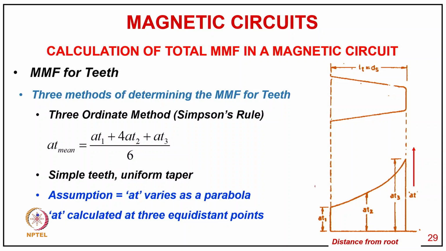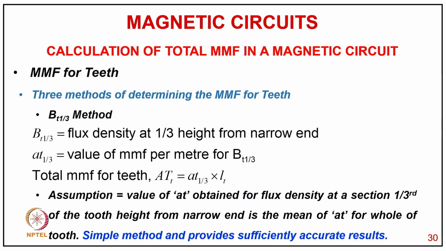So AT is typically calculated at three equally spaced points. We can call the third method the BT 1/3 method, where the flux density is taken at 1/3 of the height from the narrow end of the tooth, and a3 will be the value of the MF per meter for BT 1/3. So total MF for the tooth will be AT into LT, that is AT 1/3 into LT, assuming the value of AT obtained from the flux density at the section 1/3 of the tooth height from the narrow end is the mean of AT for the whole tooth. This simple method provides sufficiently accurate results.